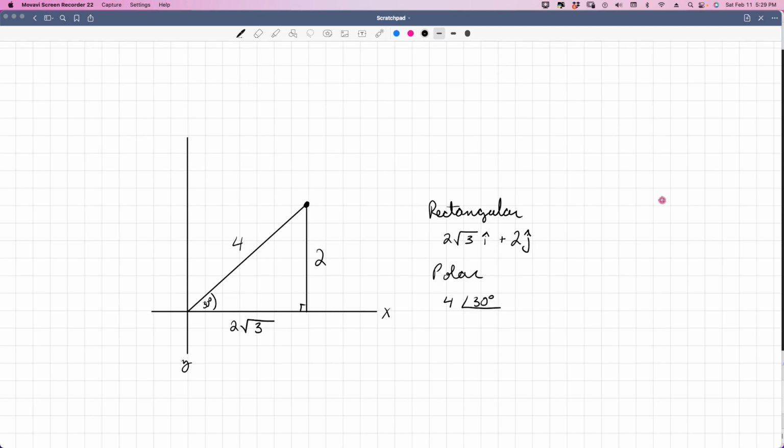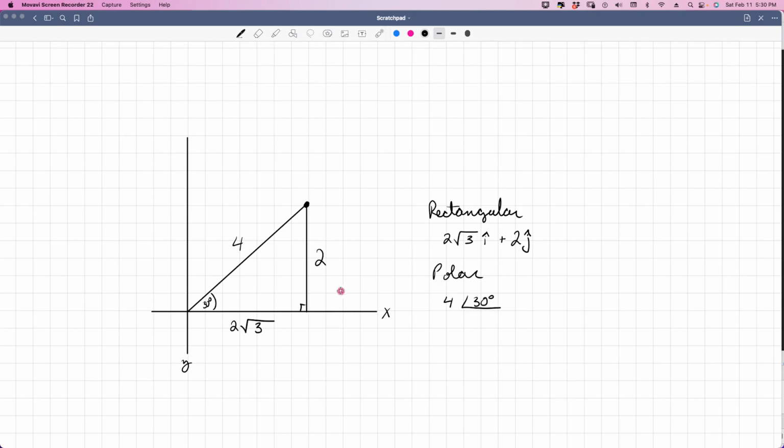Welcome back. We're in 64b. When we write the polar form of a rectangular vector, we have the hypotenuse is 4 and the angle of degree is 30. The polar form is 4 with an angle of 30.